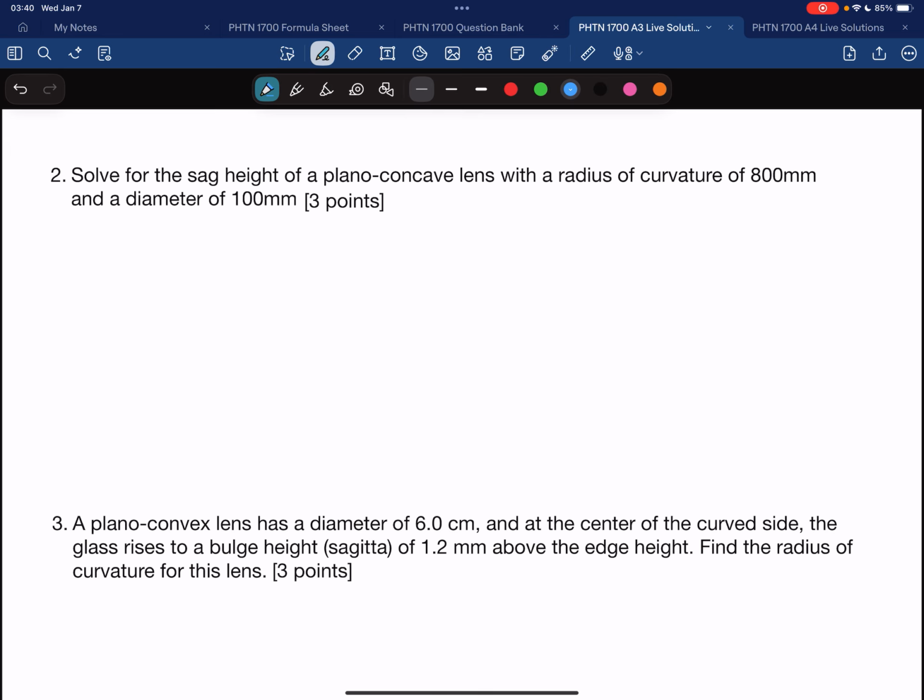Question 2 here. Solve for the sag height of a plano concave lens with a radius of curvature of 800 millimeters. So that's an R of 800 millimeters, and a diameter, that is the full diameter, of 100 millimeters. And we are asked to find the sag height, so H equals question mark.